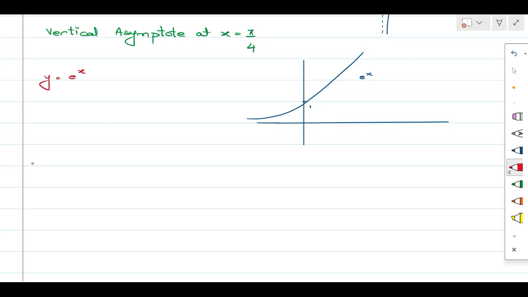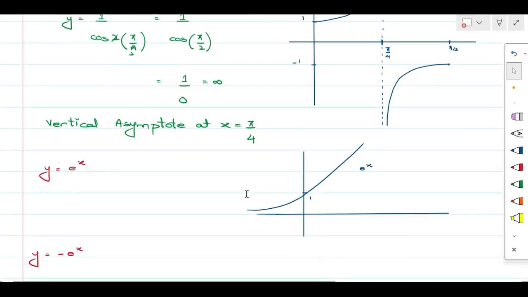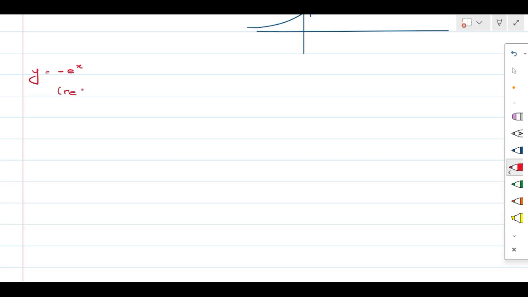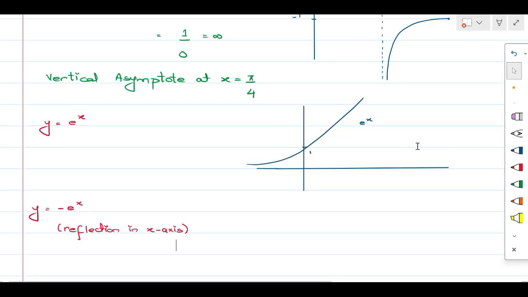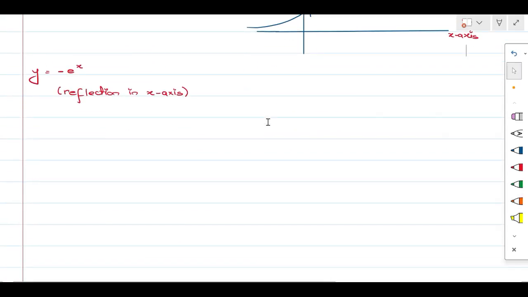Okay, now when we do the graph of y equals negative e power x, it means we have a reflection in x-axis. Yeah, negative e power x. So we do a reflection in x-axis. Okay, so when we do the reflection, this is your x-axis. You can see this is your x-axis, right? So you do the reflection in x-axis, you have to flip the graph. Now 1 was the y-intercept before. Now minus 1 is your y-intercept when you do the reverse, right?